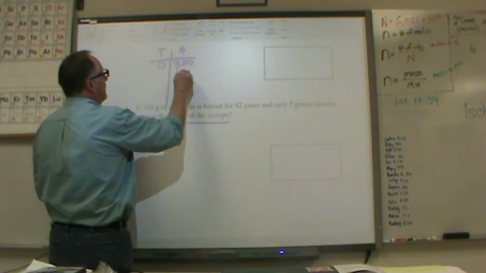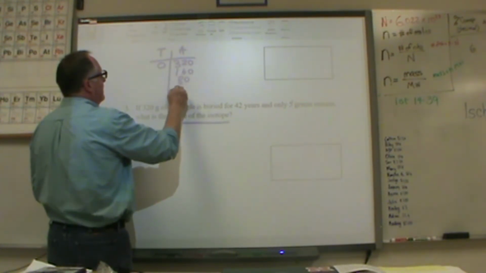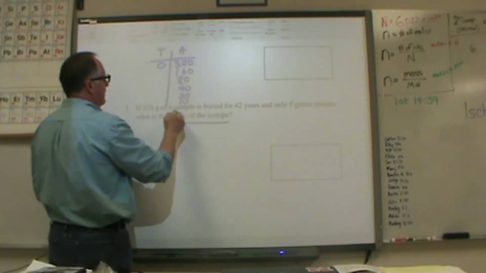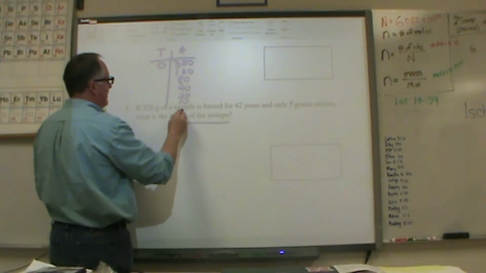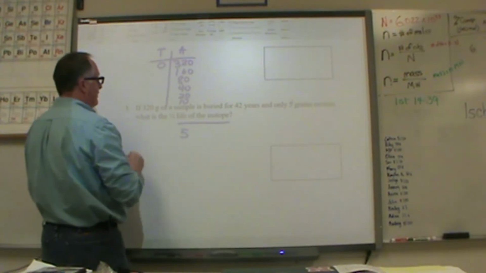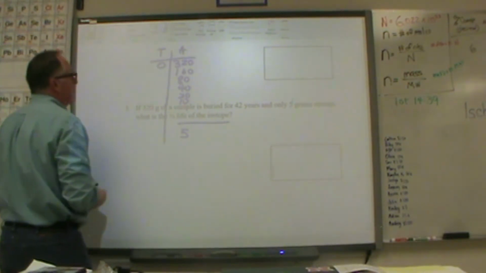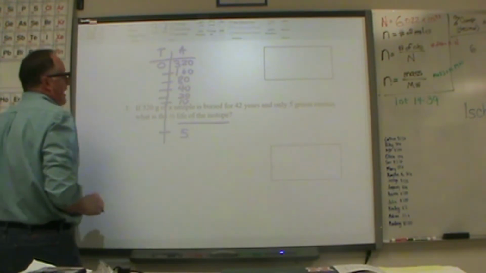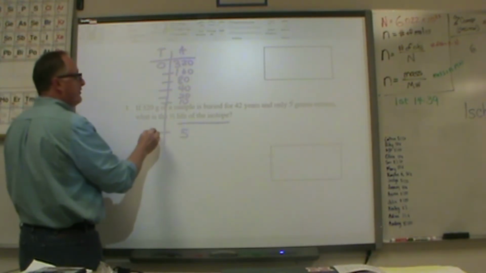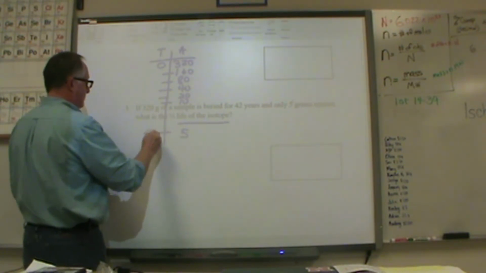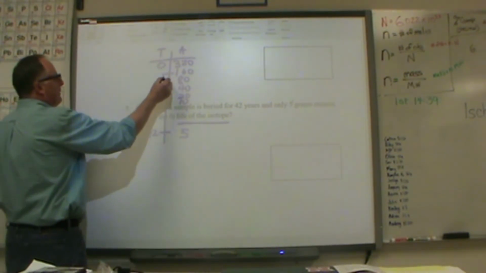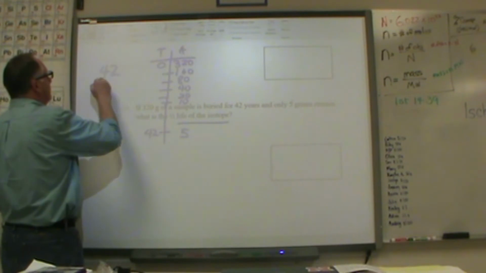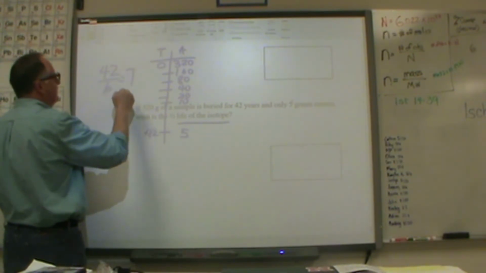So 160, 80, 40, 20, 10. I'm going to wish I had been down here, and I'm going to drop down to 5. There, skip that number, so I've got to keep my lines going here. And this is at 42. And I've gone down 1, 2, 3, 4, 5, 6 times. So 42 divided by 6 equals 7.